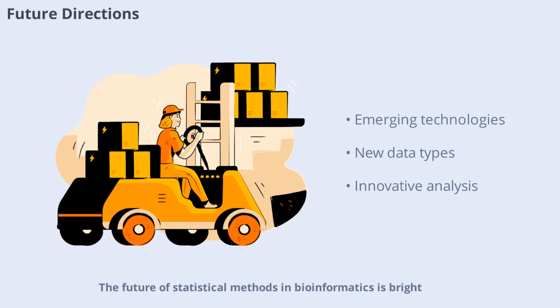The future of statistical methods in bioinformatics is bright. Emerging technologies like single-cell sequencing, spatial transcriptomics, and artificial intelligence are generating new types of data and analysis challenges. Continued innovation in statistical methods will be essential for interpreting these data and translating discoveries into real-world applications. The integration of statistics, biology, and technology will shape the next generation of bioinformatics research.